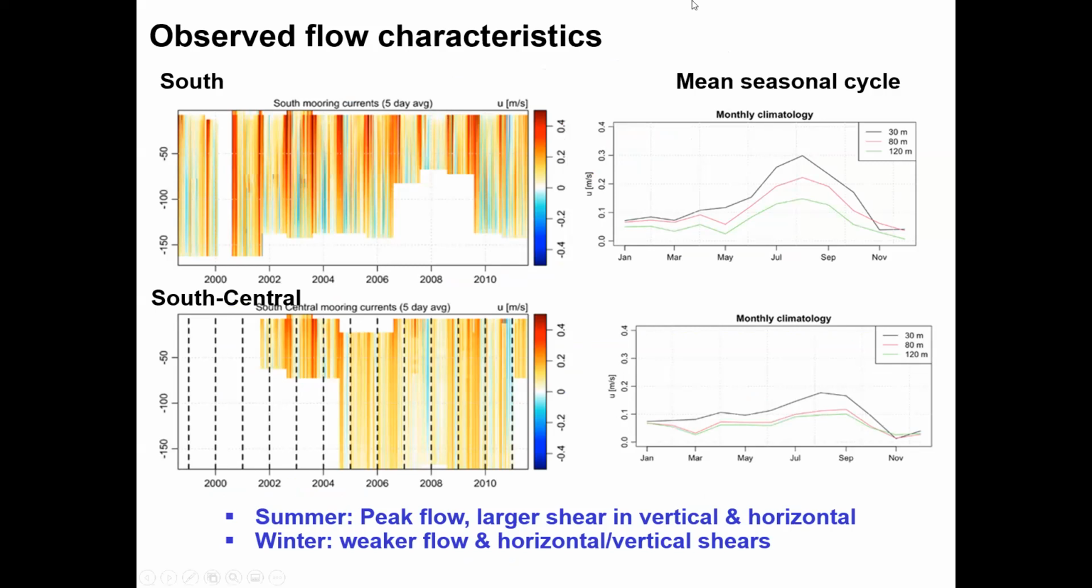Okay, so these are the observed flow. I focus on the flow. This left panel is derived from the flow, from ADCP data, and this is the mean seasonal cycle for different layers, a multi-year climatology. For the southern station and the lower station, you can see some vertical shear. This is the summer season, and this is the winter season. The conclusion from observation is that in summer there's a peak flow with larger vertical and horizontal shear, while in winter there is weaker flow and weaker horizontal and vertical shear.